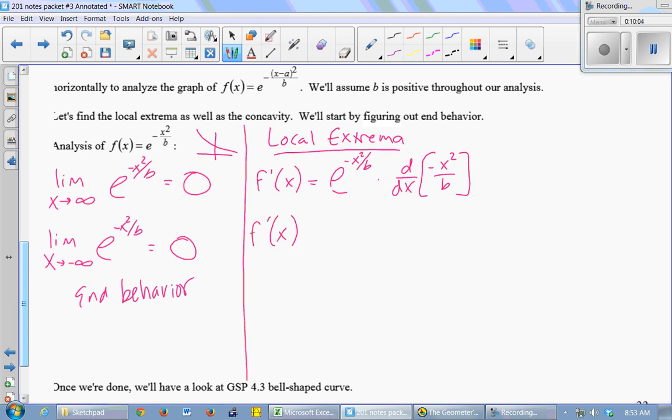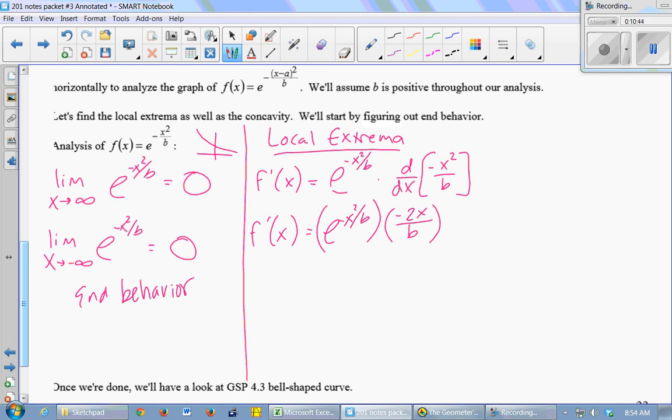So f prime of x is e to the negative x squared over b times, what would the derivative of negative x squared over b be? Yep, negative 2x over b. You can think of that over b as a coefficient, because you could read that as negative 1 over b times x squared, and then just take the derivative of the x squared. The quotient rule would lead to the same thing. One of the terms of the quotient rule would drop out, because the derivative of b would be 0.